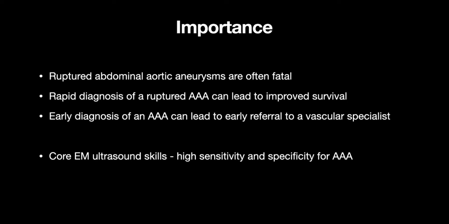So why is it important? Well, we know ruptured abdominal aortic aneurysms are often catastrophic and fatal. So rapid diagnosis of a ruptured AAA can lead to improved survival for these patients. However, early diagnosis of an unruptured AAA as well can also lead to earlier referral to a specialist who's able to provide earlier intervention and potentially improve survival for these patients if they were to rupture.